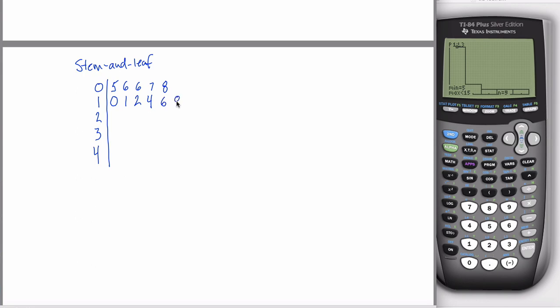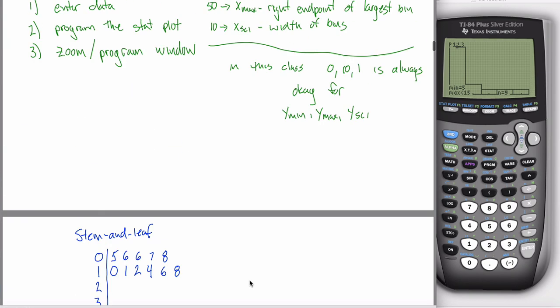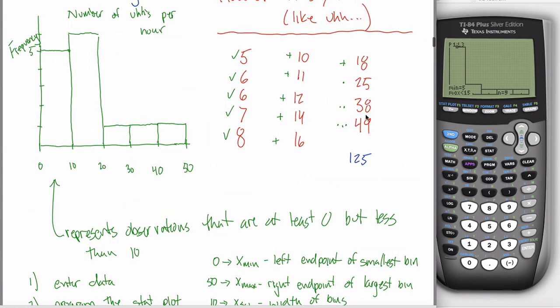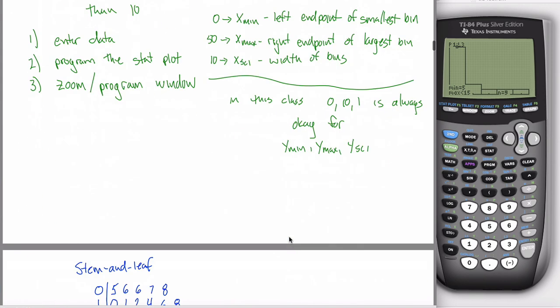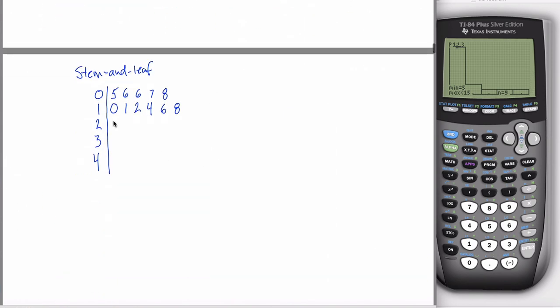16, 18. I'm only writing the last digit because I'm only writing the leaf, and I have to make sure I put it on the row that corresponds with the appropriate stem. So far, so good. I only got 3 observations left. I have a 25, a 38, and a 49. So what I'm going to do is on this row, I'll put a 5. There's my 25. Here's my 8, 38. And here's my 9, 49. Here's my stem and leaf plot.